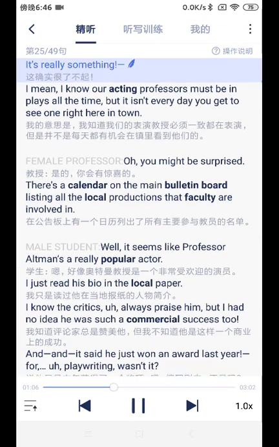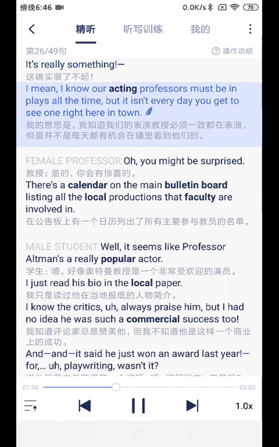It's really something. I know our acting professors must be in plays all the time, but it isn't every day you get to see one right here in town. Oh, you might be surprised. There's a calendar on the main bulletin board listing all the local productions that faculty are involved in. Well, it seems like Professor Altman's a really popular actor. I just read his bio in the local paper. I know the critics always praise him, but I had no idea he was such a commercial success, too.